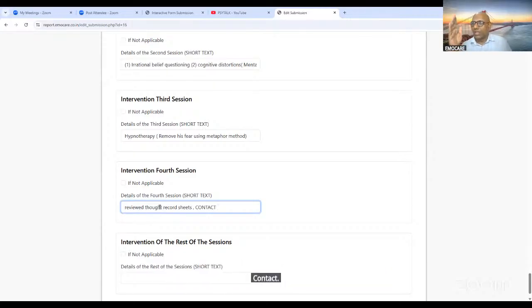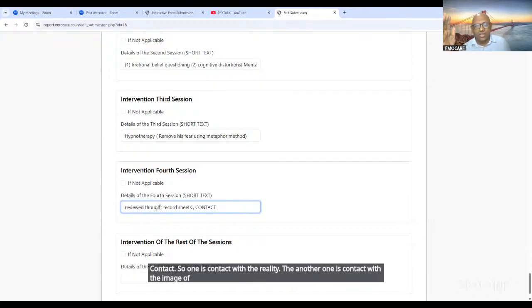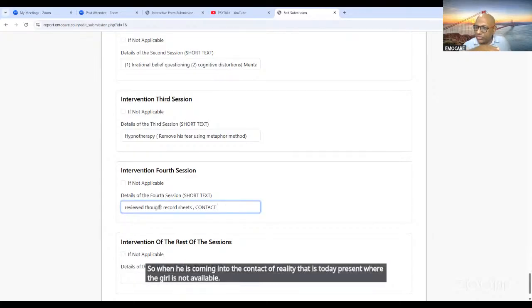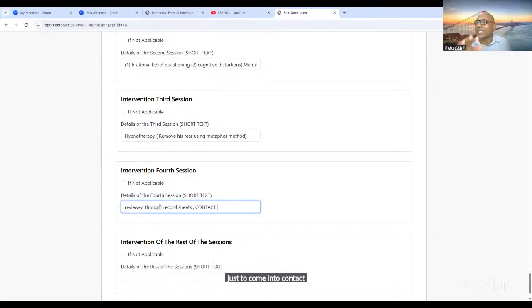So one is contact with the reality. The other one is contact with the image of the woman, the girl. When he is coming into contact with reality, that is today, the present, where the girl is not available, he has to come into contact with the reality, but he is not in contact with reality. He is in contact with the past.